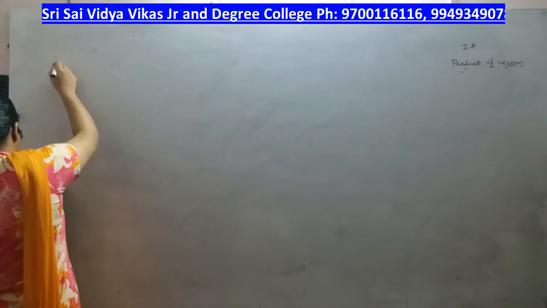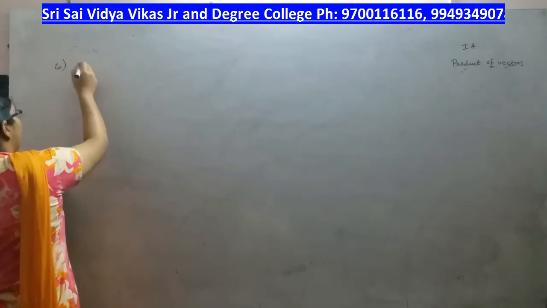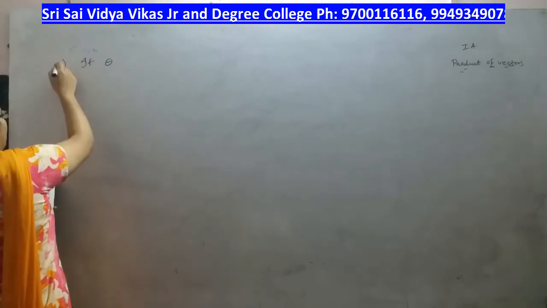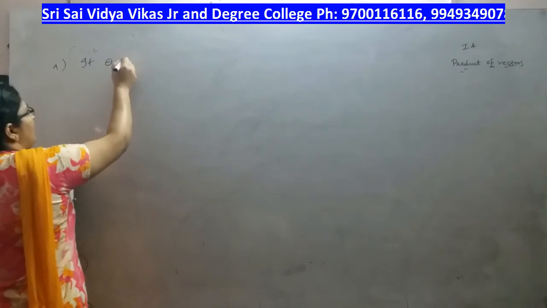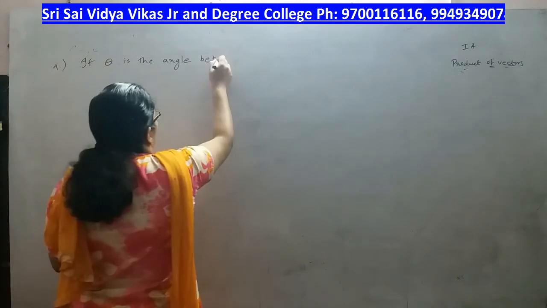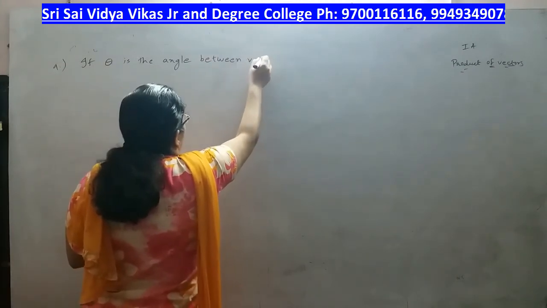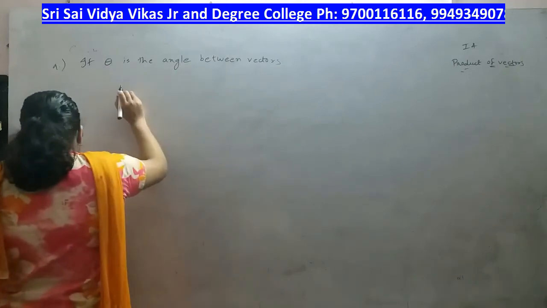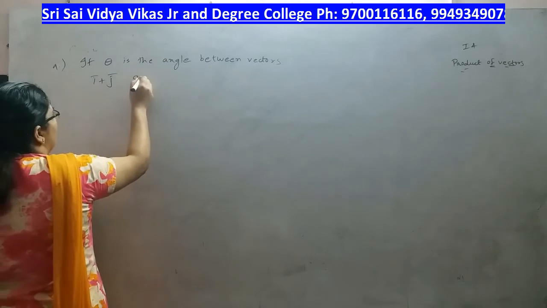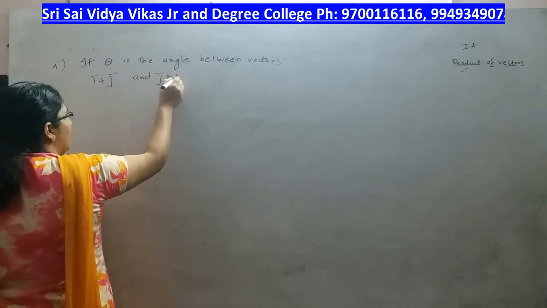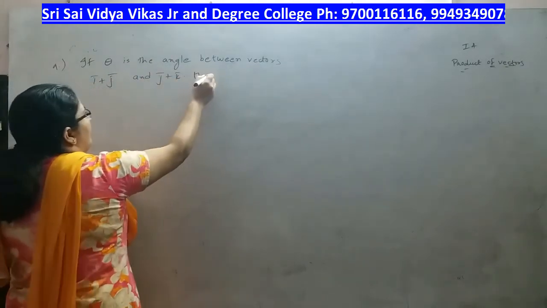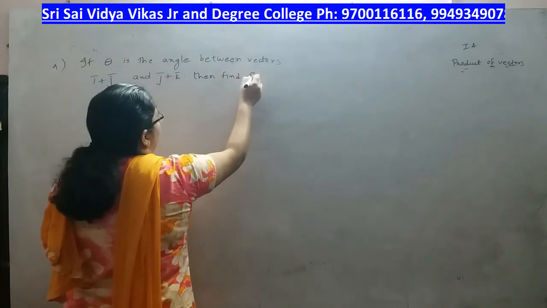This is the ninth problem. If theta is the angle between vectors i plus j and j plus k, then find sin theta.